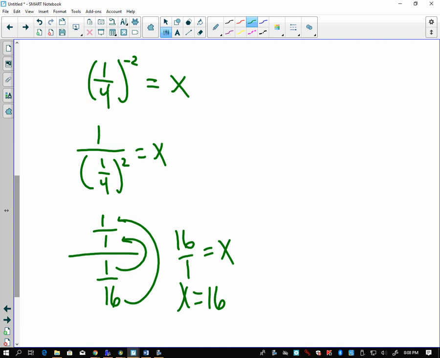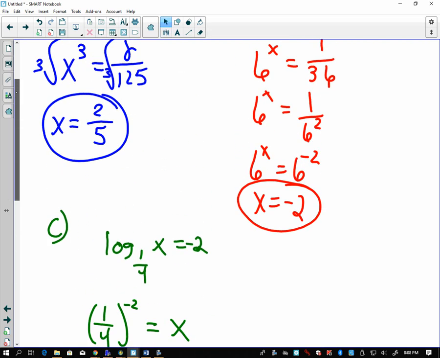Let's check some of these answers here. 16 is right, 2/5 was right, and negative 2 was correct.